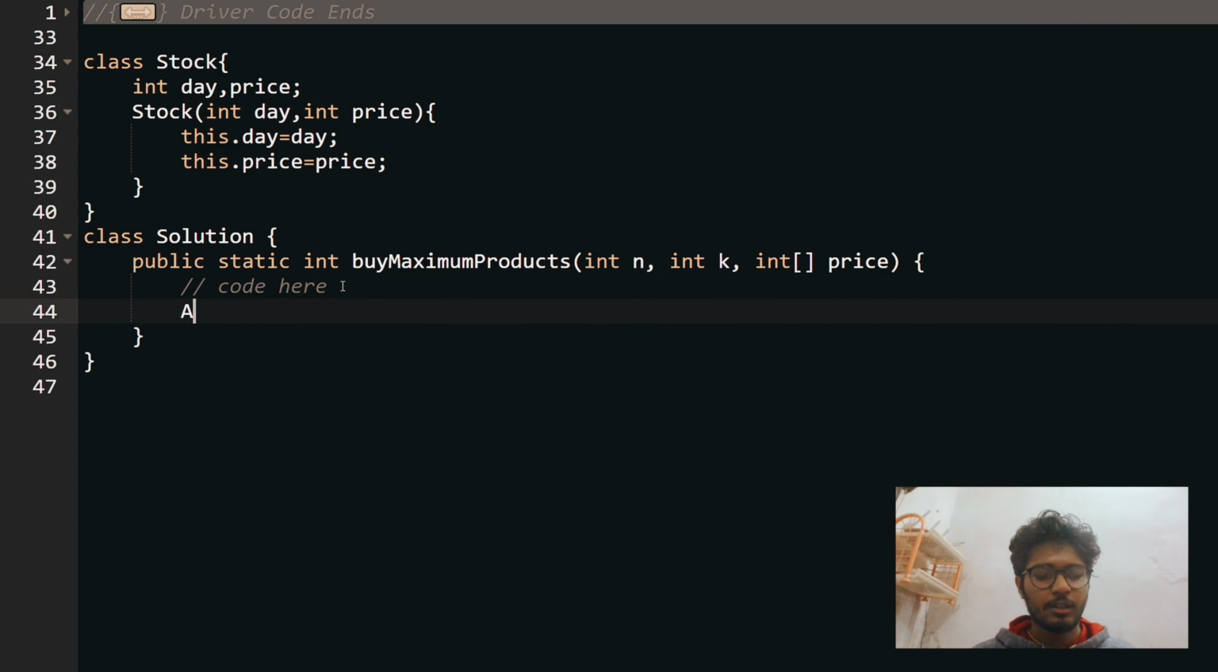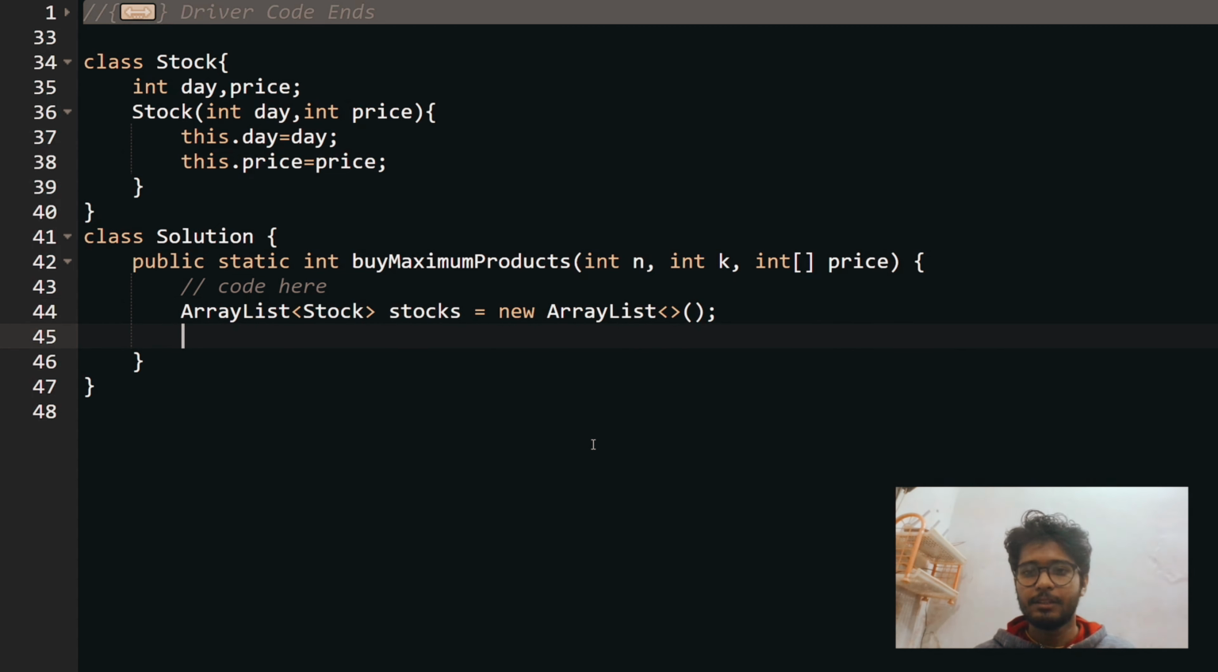Now let us store our days and the price associated with that day in an ArrayList. It will be of Stock type ArrayList. Let's name it stocks equals new ArrayList. Now we will iterate through our price array and add each of the elements into our ArrayList. So for that we will start a loop from the 0th index till the length of our given array.